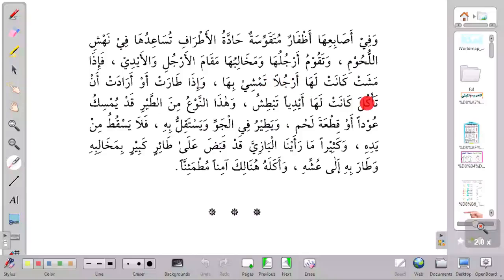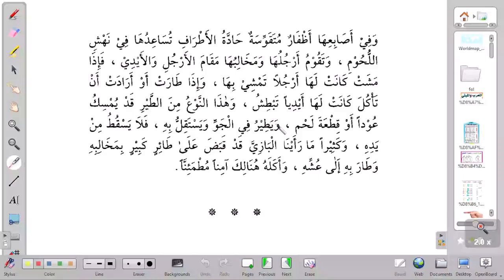He's saying, if it wants to eat, كانت لها أيديا تبطش. It will have hands that it grabs by means of. وهذا النوع من الطير, and this type of bird, قد يمسك عودا, it may hold a stick. It has the ability to hold a stick, أو قطعة لحم, or pieces of meat. قطعة, of course, small pieces of meat.